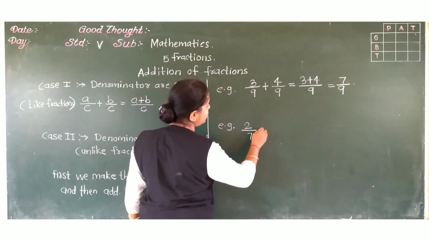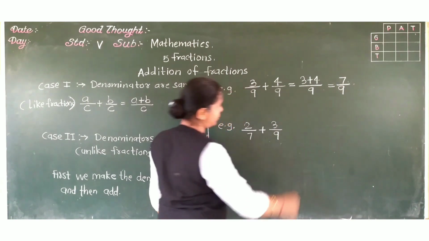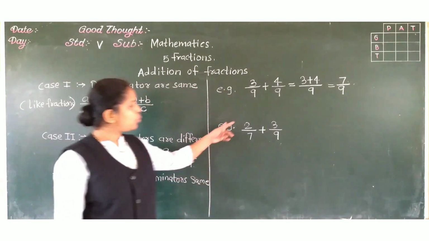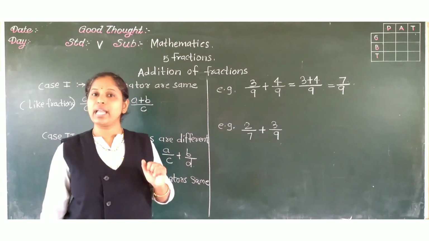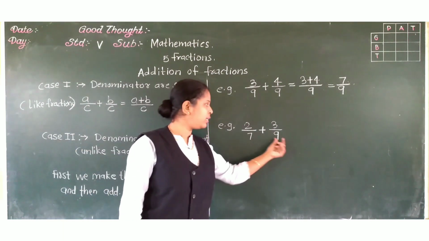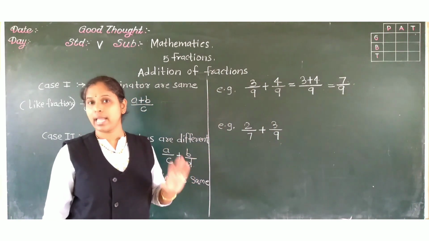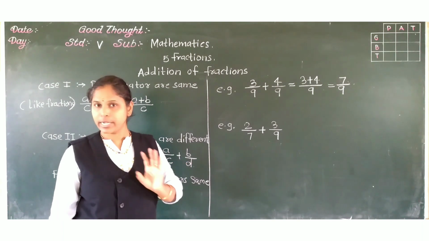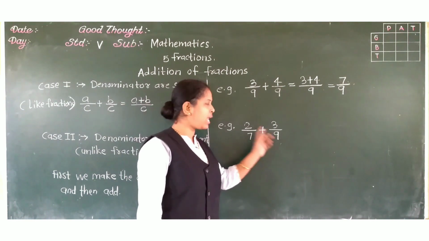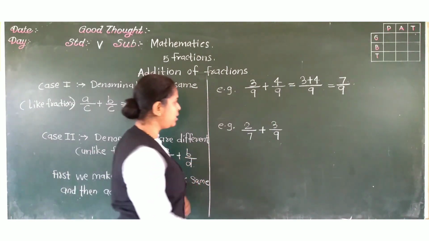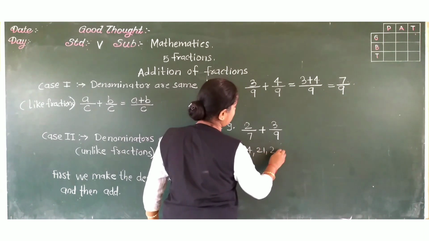For example, 2 upon 7 plus 3 upon 9. See here, 2 upon 7 plus 3 upon 9. Denominators are not same, so what will we do? We will take the LCM. LCM is least common multiple. So what is the least common multiple of 7 and 9? Let us take 7's table: 7, 14, 21.